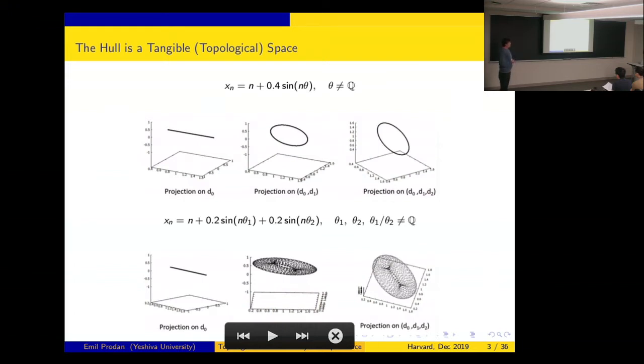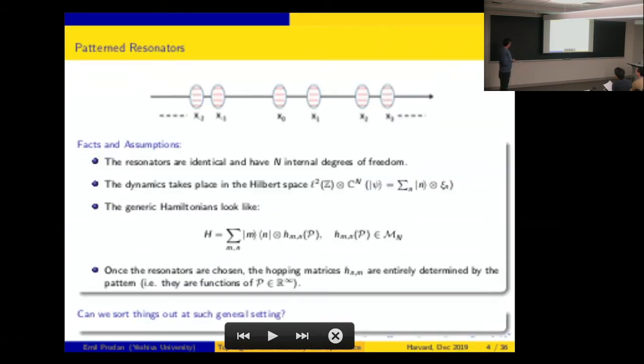So the hull is tangible, and let me say that this hull, in fact, appends to the Brillouin torus, and you get extra dimensions. And in fact, the topological invariants which you can define for aperiodic patterns are much more interesting than the ones for periodic patterns.